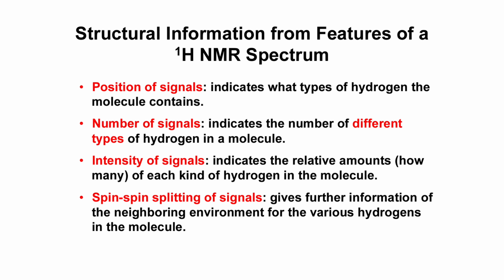So what structural information can we get from the features of a hydrogen NMR spectrum? We can get information about the position of signals, which indicates what types of hydrogen the molecule contains, and the number of signals, which indicates the number of different types of hydrogen in a molecule. The intensity of signals indicates the relative amounts of each kind of hydrogen in the molecule, and spin-spin splitting of signals gives further information about the neighboring environment for various hydrogens in the molecule.